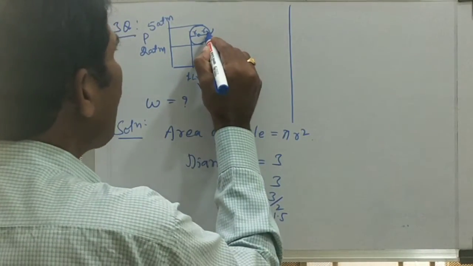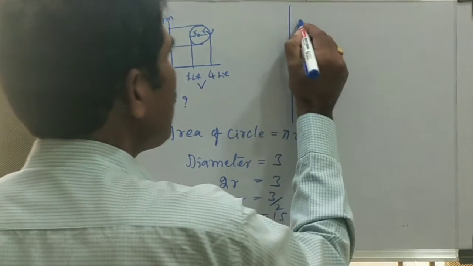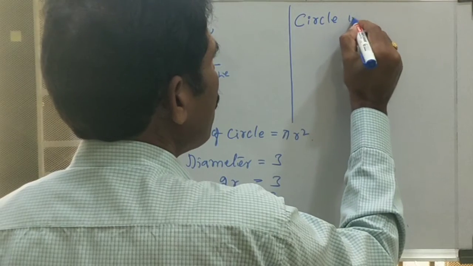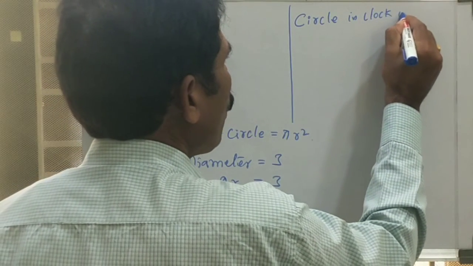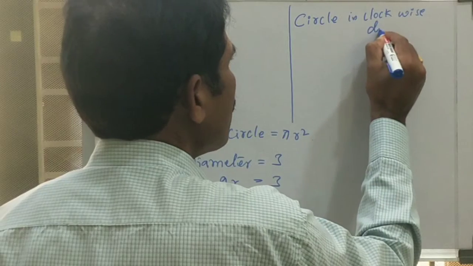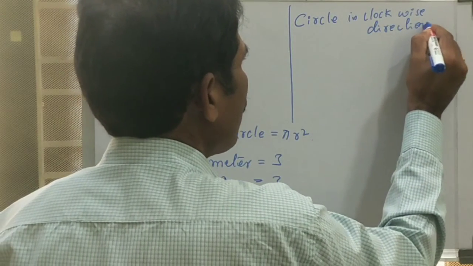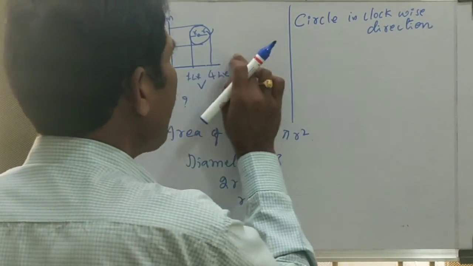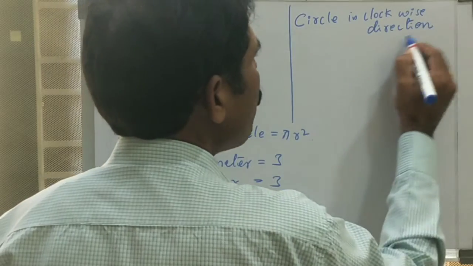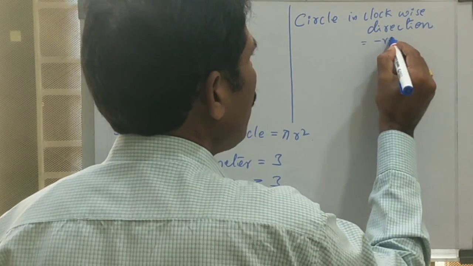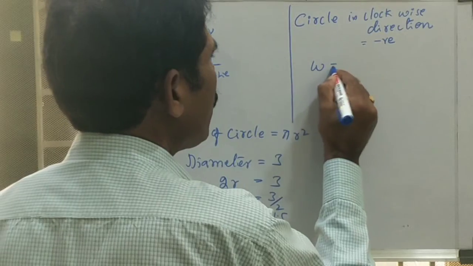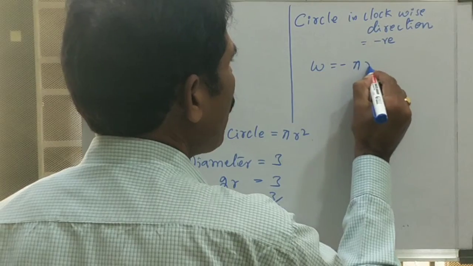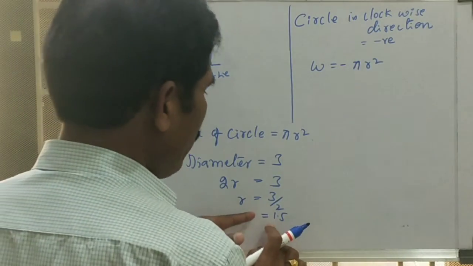So here, the circle is in the clockwise direction. Clockwise direction gives negative, right? Clockwise direction gives negative. So which means W is equal to negative. So W is equal to negative, how much they have given? Pi r square. So r value we got already.